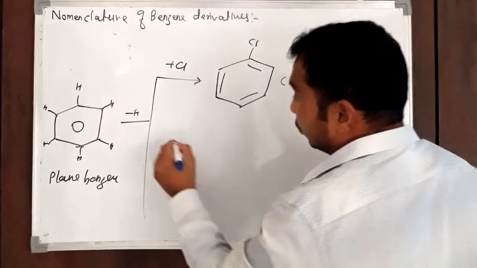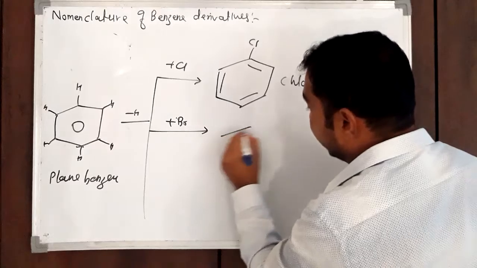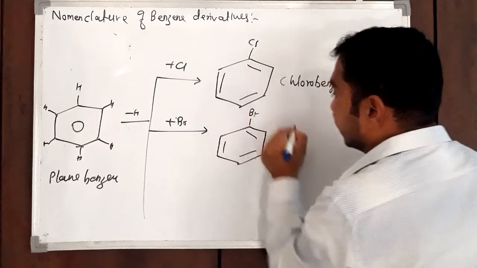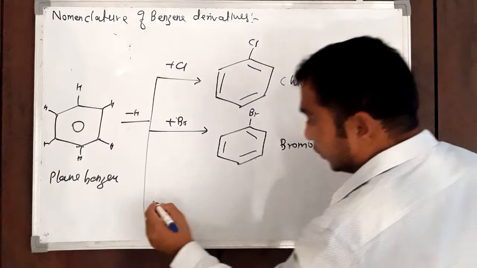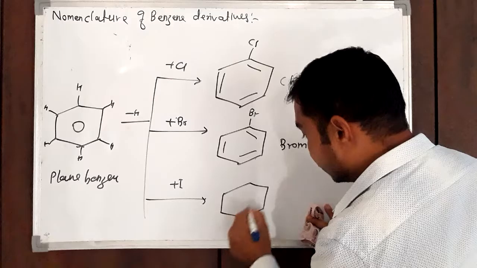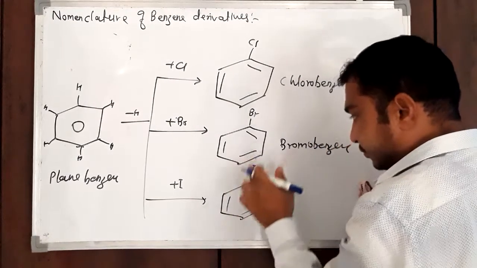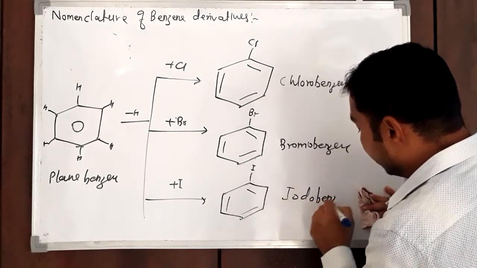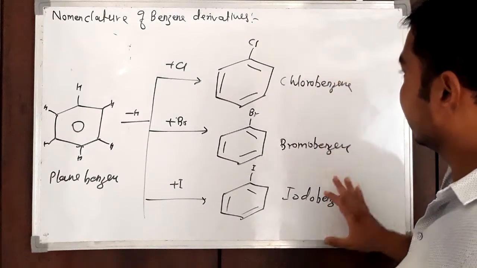Phenyl chloride or chlorobenzene. If we add bromine, then you will get bromine here, that is called bromobenzene. If we use iodine, then you will get this. We can attach it anywhere. This is iodobenzene. Remember this, iodobenzene. These are IUPAC names.